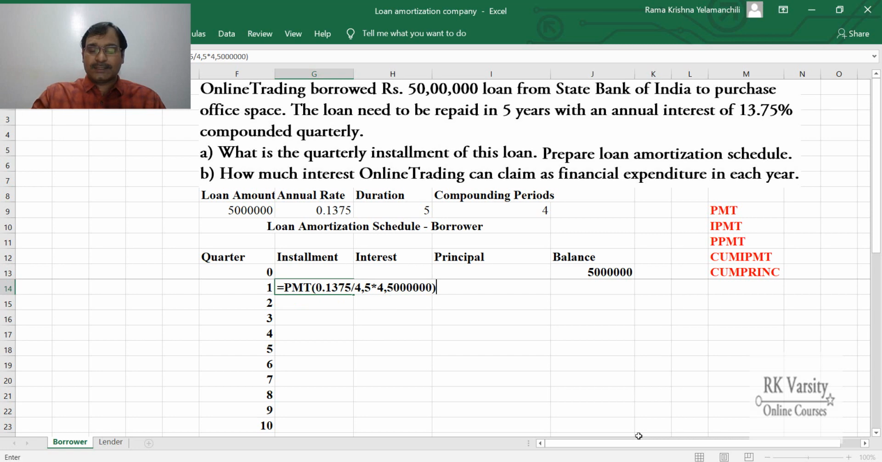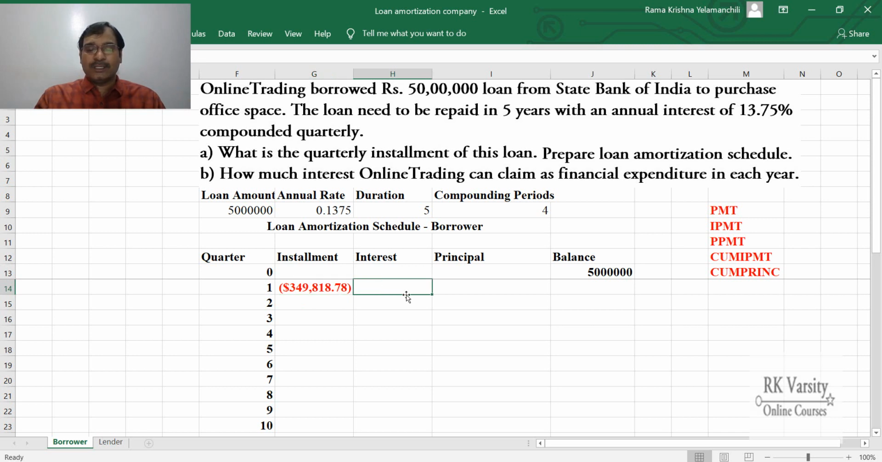Then close the bracket, press enter key. So that is, in each quarter the company has to pay 3,49,818.78 rupees. Now in this, what is the interest component?